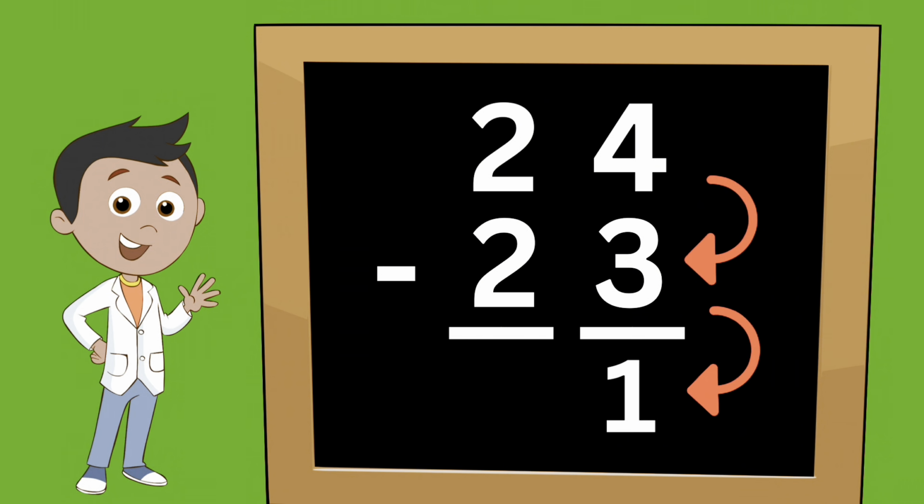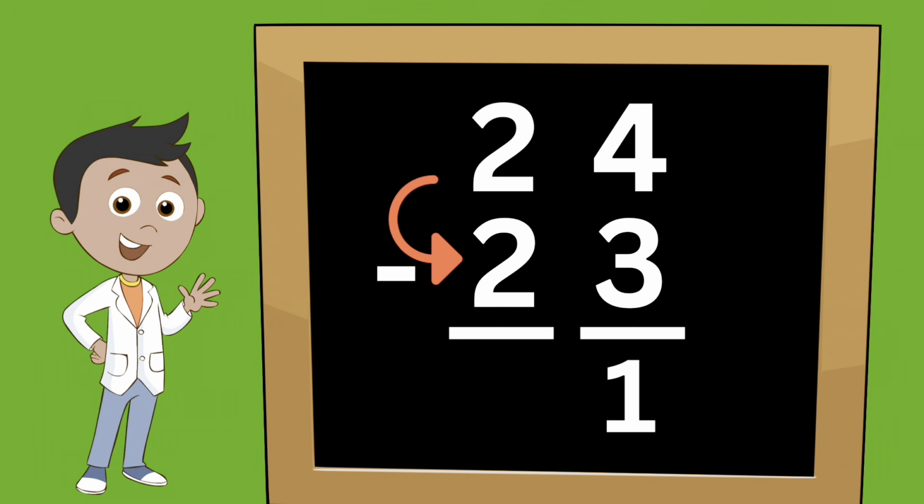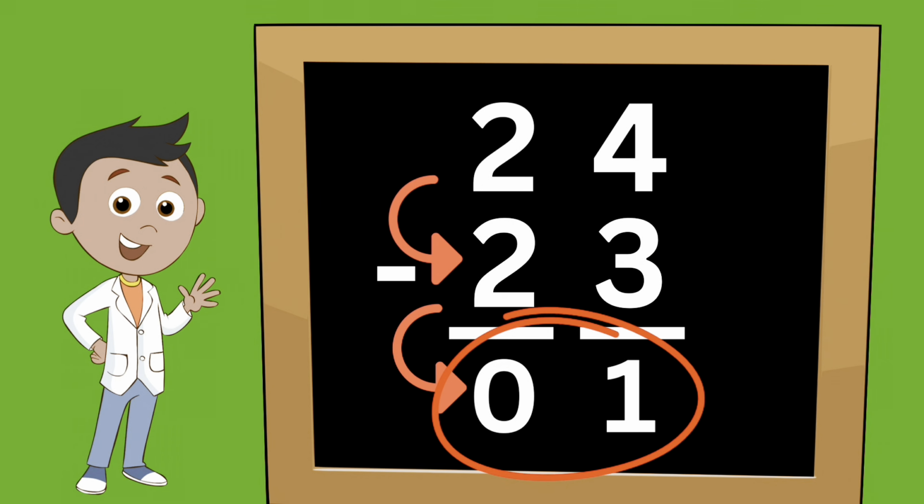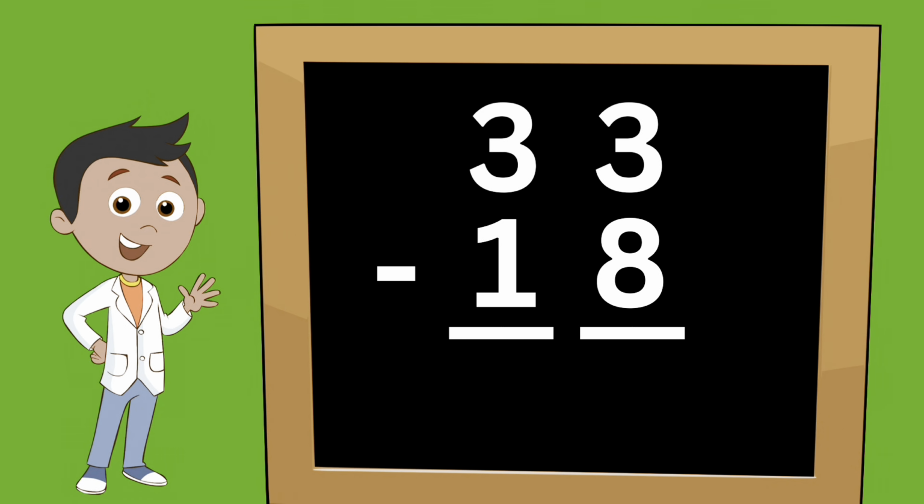Next, we would move to our left column to subtract our tens. In this case, 2 minus 2 equals 0. So 24 minus 23 would be 1. But what happens when you subtract your ones and the top number is smaller than the bottom number? In this example, can you subtract 8 if you only have 3?